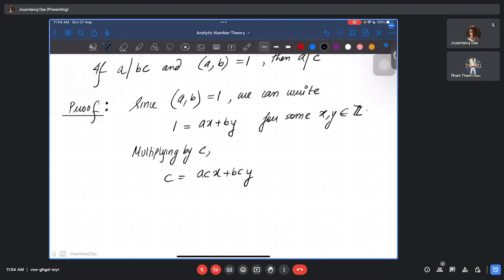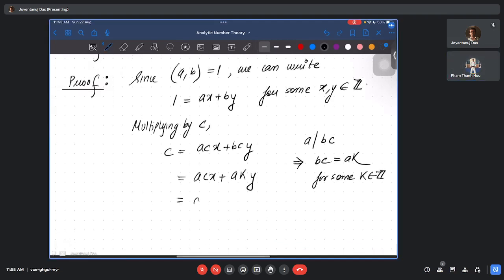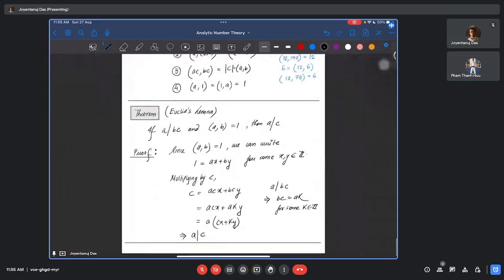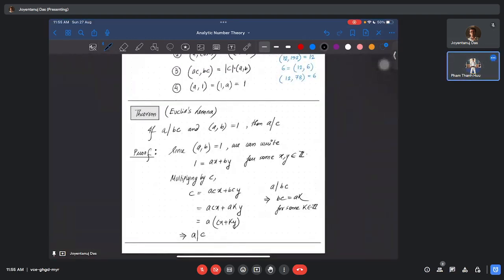Now we'll use this condition: A divides BC. So BC equals A times K, for some K in integers. So in ACX plus BCY I can replace BC with AK, giving ACX plus AKY. If I take A common, then it's A times (CX plus KY). So this will imply that A divides C. So this is fine, right?